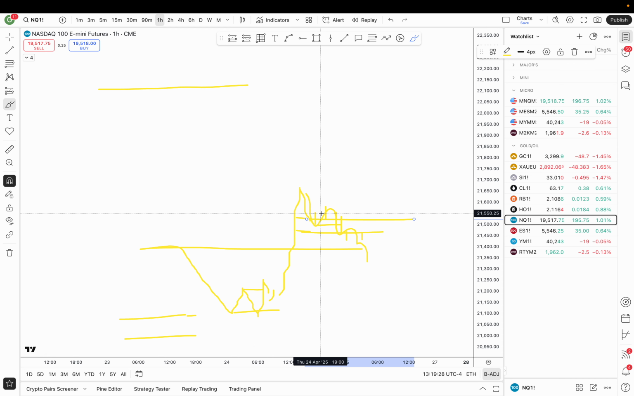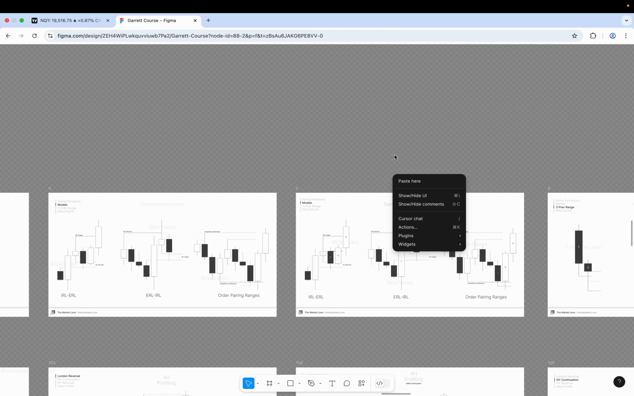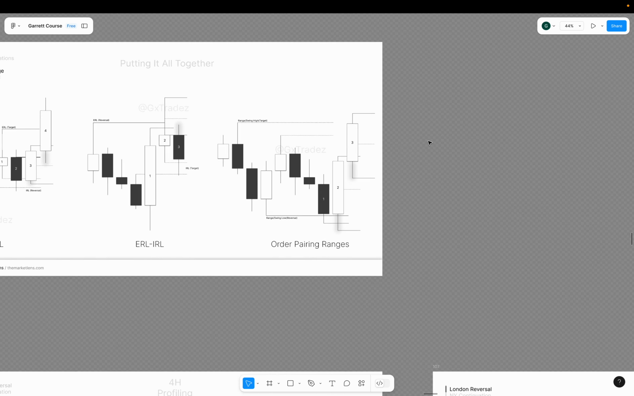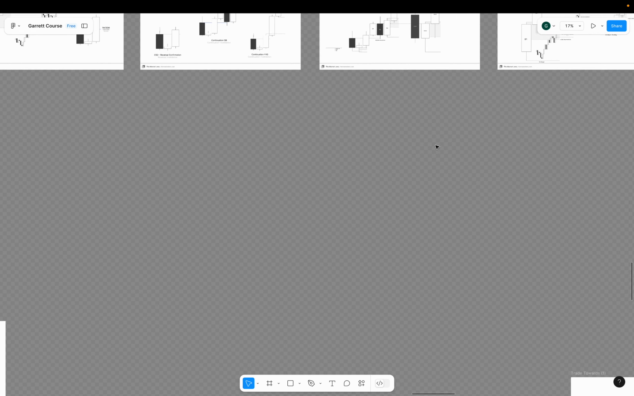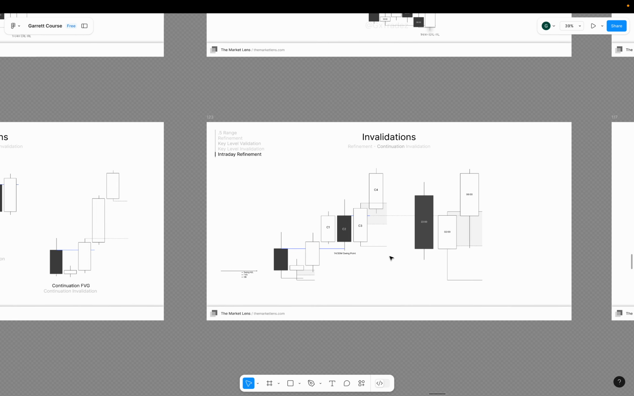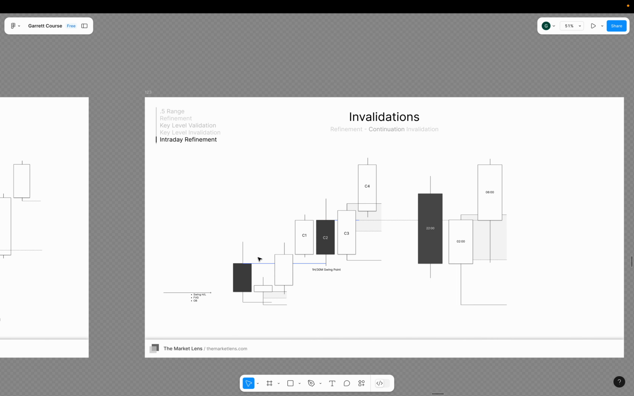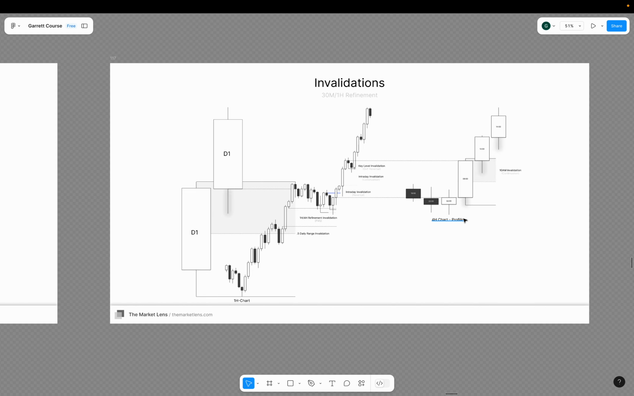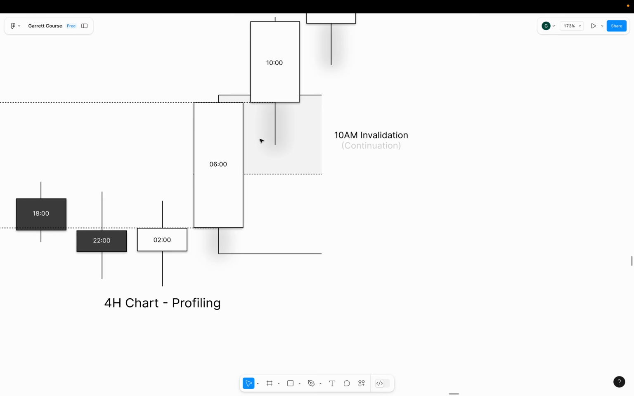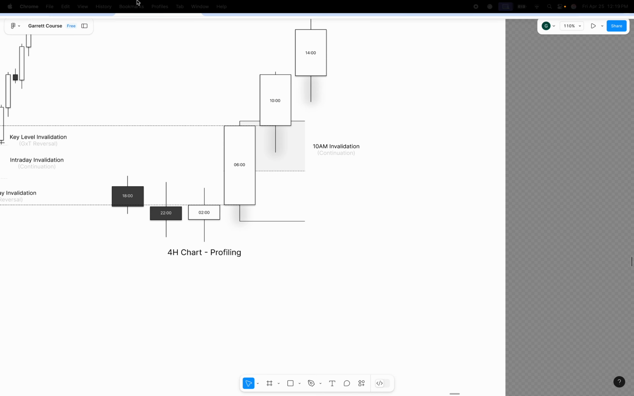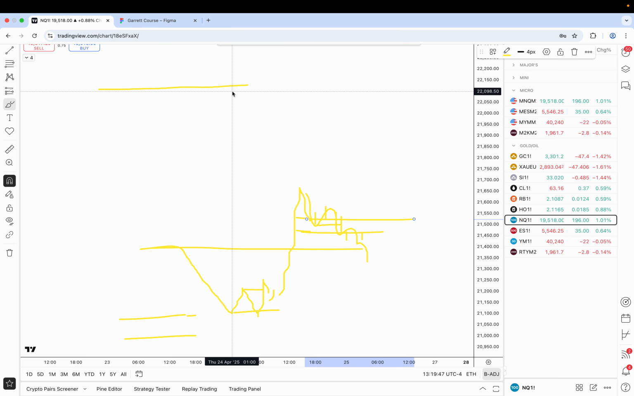And at this point, invalidations also come down to wick size on 4-hour candles. So there's a couple ways we can set invalidations. This is one of them as far as key levels go, or just for continuation and stuff. But it's also just the wick size of 4-hour candles, right? So that's pretty important.